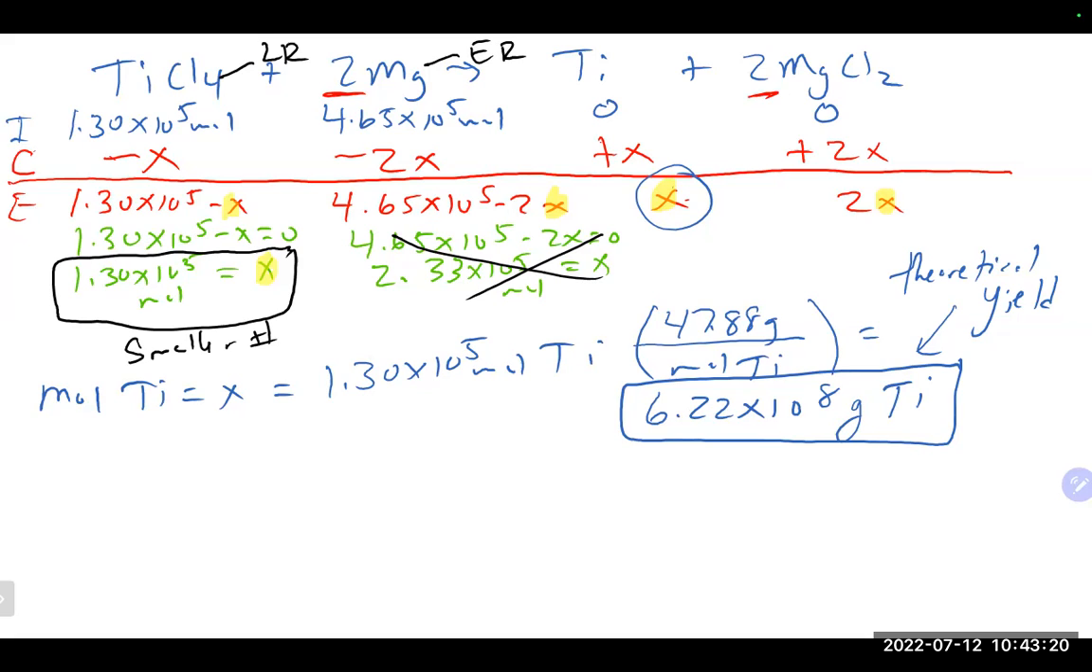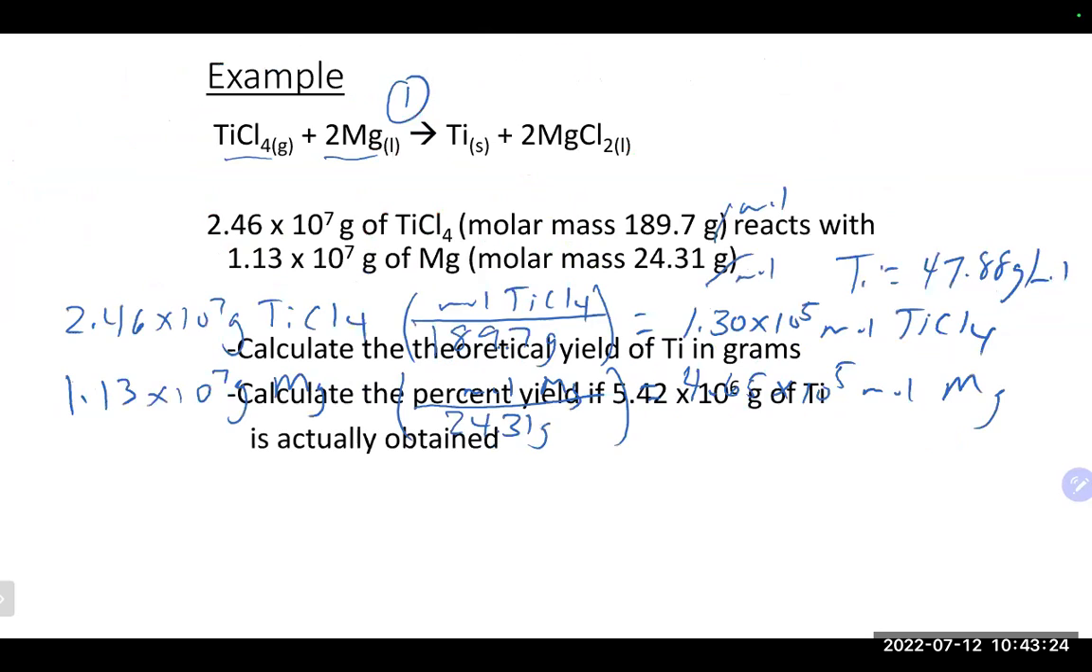So now we calculated theoretical yield. The actual yield was given to us in the problem, and it was there before I scribbled on it. Looks like the actual yield is 5.42 times 10 to the 6 grams. So once again, the actual yield is typically given to you in the problem. We just calculated a theoretical, and that is going to allow us to calculate the percent yield.